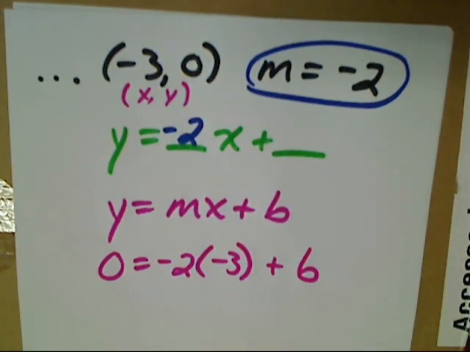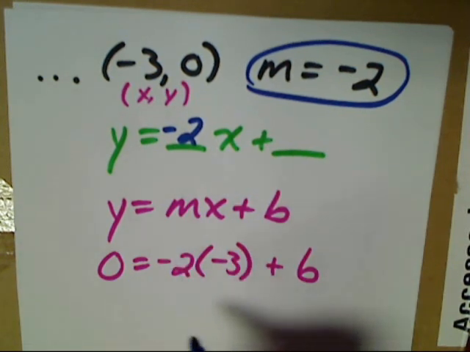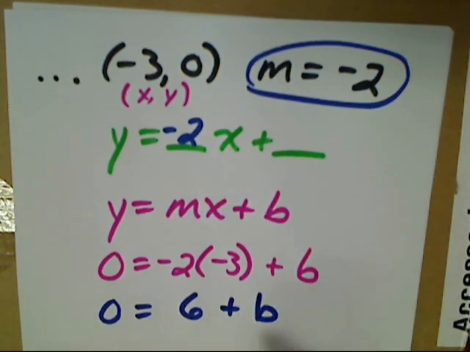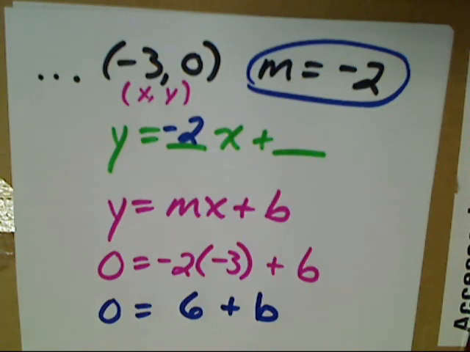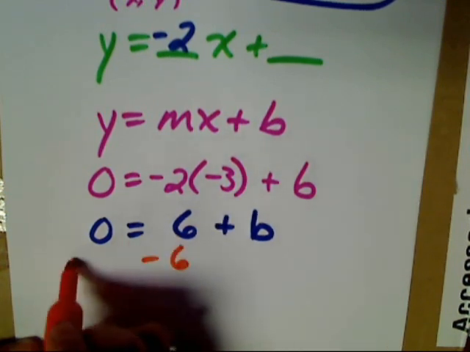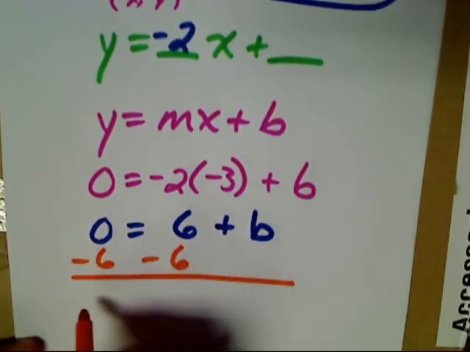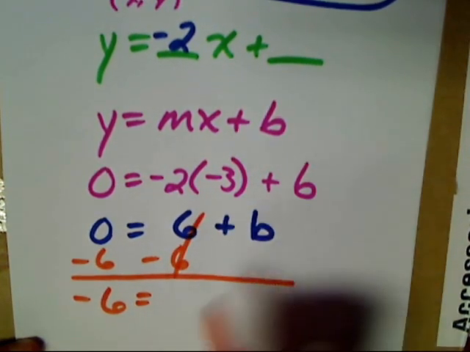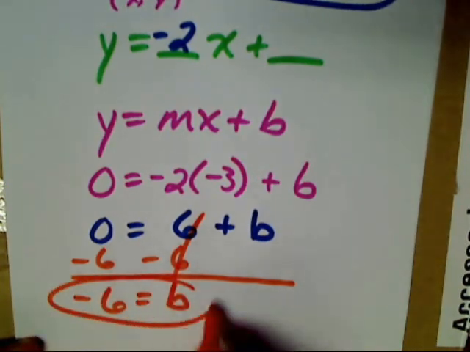Well, we don't know what b is, but now we have the other three letters in my y equals mx plus b form. So now I can solve for b. We simplify. A negative times a negative makes it a positive 6 plus b. And then to get b by itself, the 6 is positive, so to move it to the other side, we do the opposite operation. So we're going to have to subtract 6. Whatever you do to one side, you do to the other side. 0 take away 6 is a negative 6. 6 minus 6 is 0, that's why we did it. And then you'll have your b. So we now know that b is negative 6.